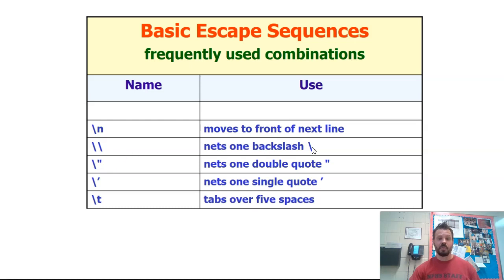Now, this one's a little weird. If I want to actually print a slash, I need to go \\. The first one says an escape sequence is coming. The second one is actually what I want to print. Same idea: if I want a single quote, we'll go \'. If I want to add a tab to my statement, so three spaces, we'll go \t.